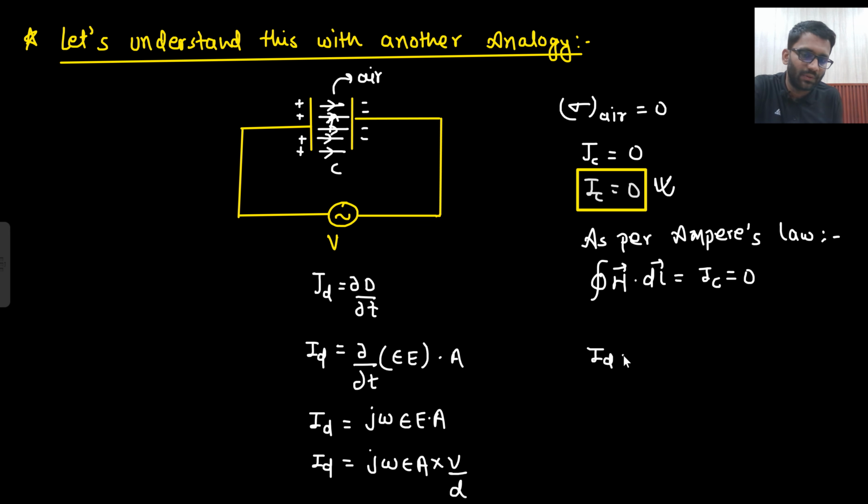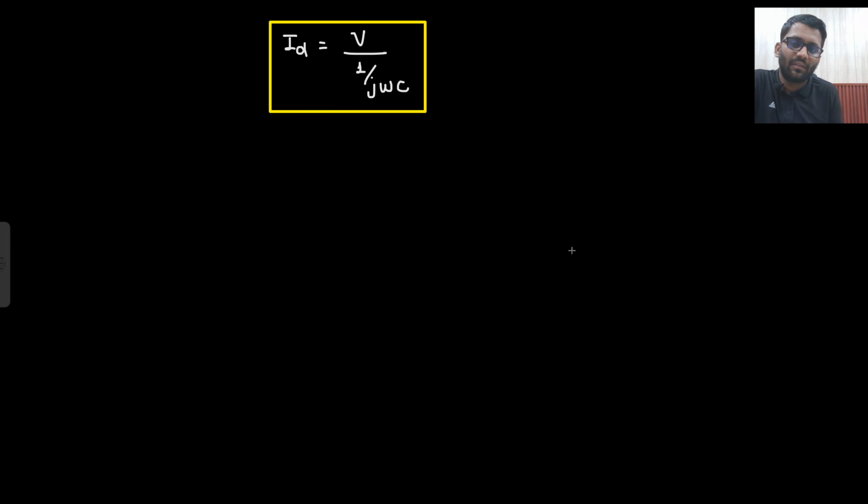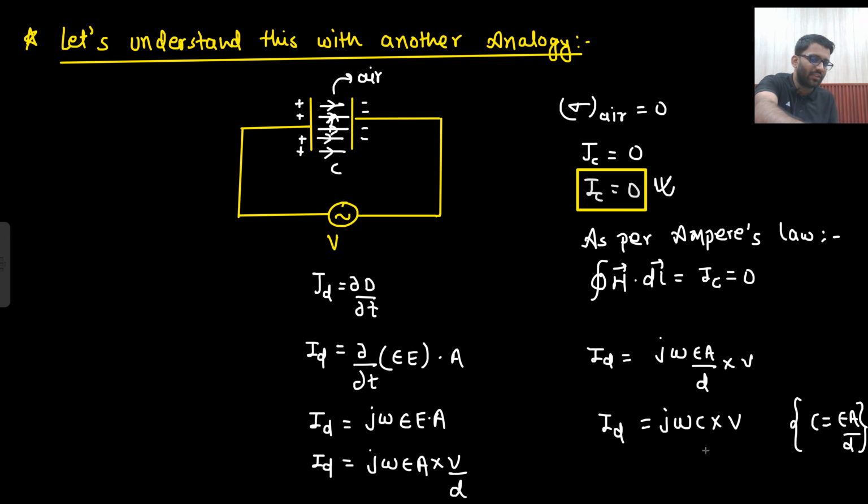So ID is equal to J omega epsilon A by D into V. What is epsilon A by D? Capacitance. Capacitance into V. This is your ID. So what I am getting as ID? ID is equal to V by 1 by j omega c. This was your ID here. So 1 by j omega c. What I am doing is V by 1 by j omega c, so this j omega c goes upward. So V into j omega c.